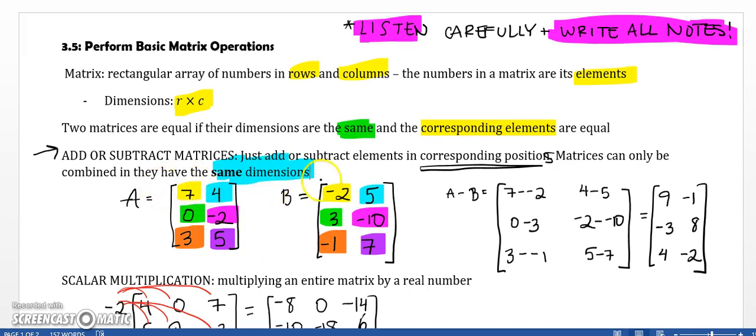So just a review of adding, I'm going to add up the elements in corresponding elements, and I get my final matrix here whenever it's added. So take a minute and jot that down, because I'm going to move up here.